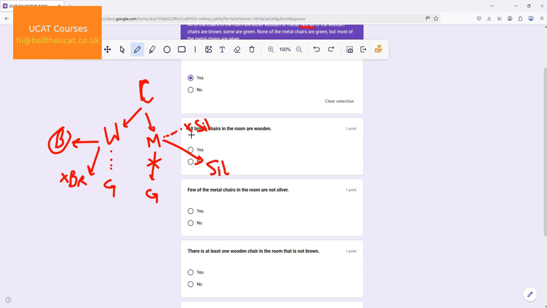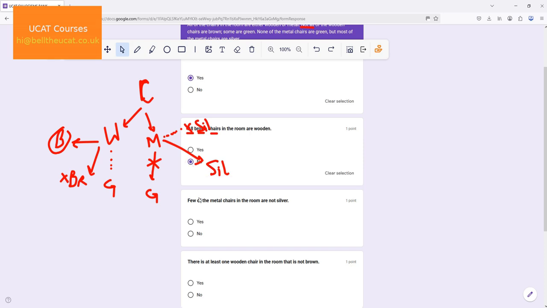I'll repeat. He says, all brown chairs, I've drawn it wrong, it's overlapping with the text. But the text says, all brown chairs in the room are wooden. Brown chairs in the room are wooden, no problem. But not all of them. There is some possibility of silver metallic, but some are not silver, and those which are not silver could be brown. Ready? On those grounds, we'll say big fat no.